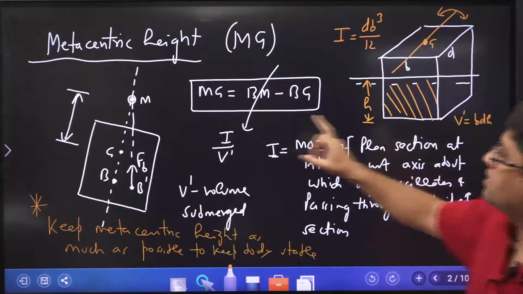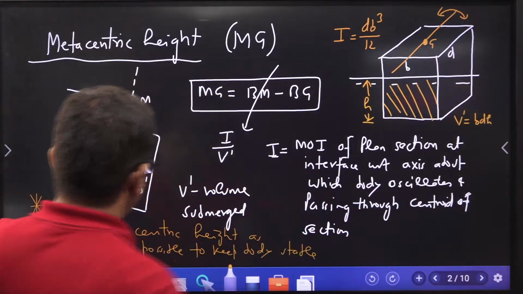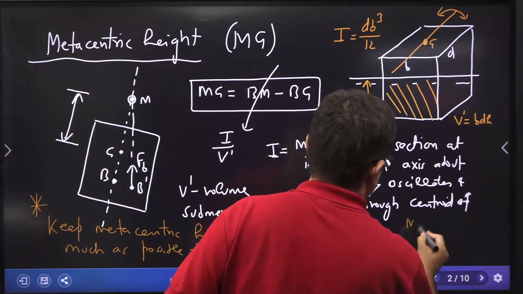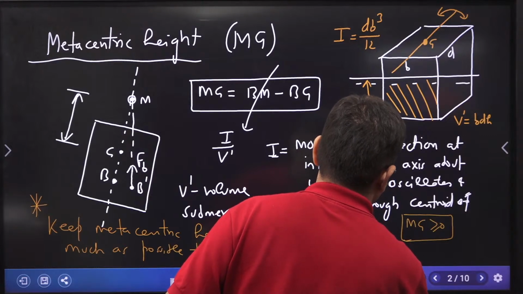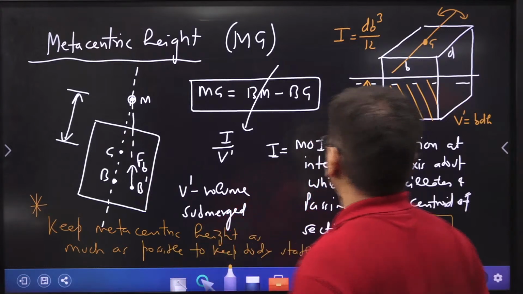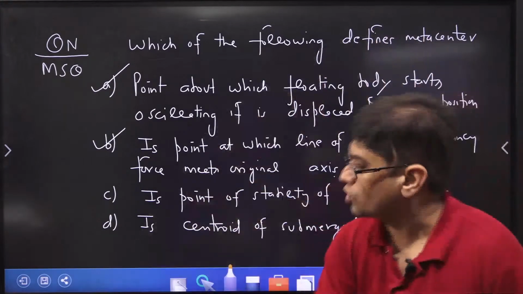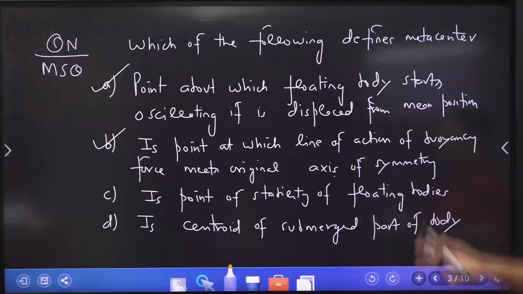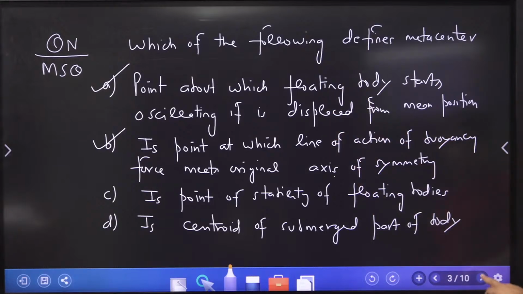Then we defined the metacentric height as MG, and for stability this should be as large as possible. For stability, MG should be greater than or equal to 0. That is the condition for stability. So anything you are designing, MG should be greater than or equal to 0. After that, I gave you some theory questions. What is the metacenter? This is the definition of the metacenter.